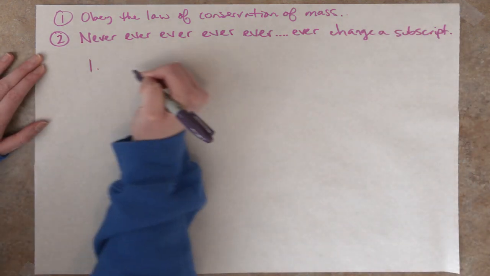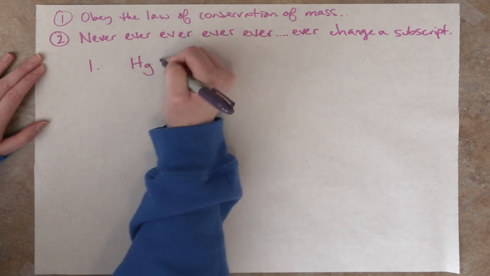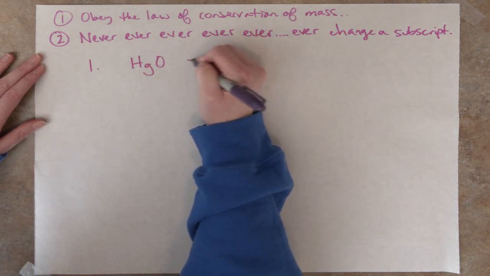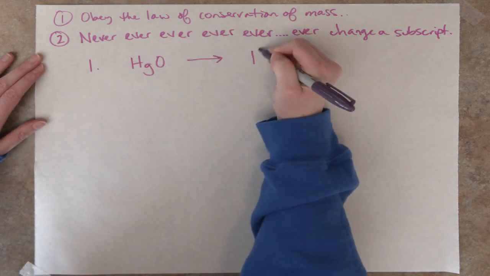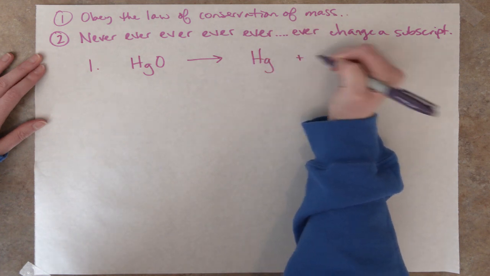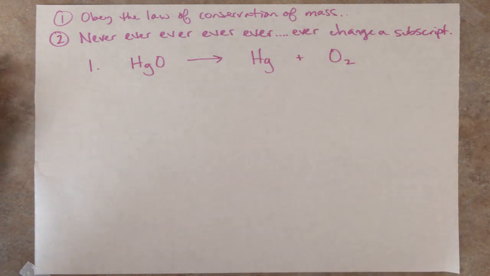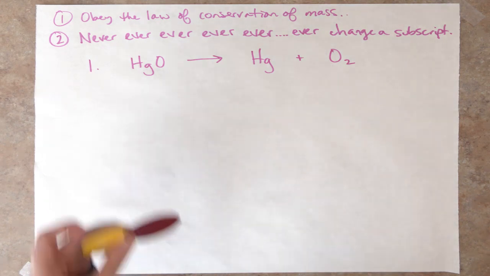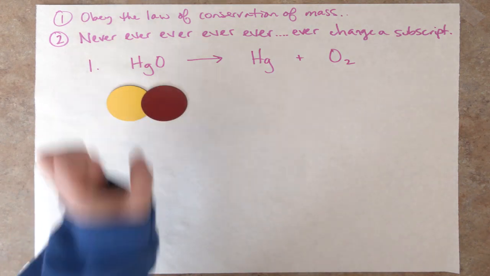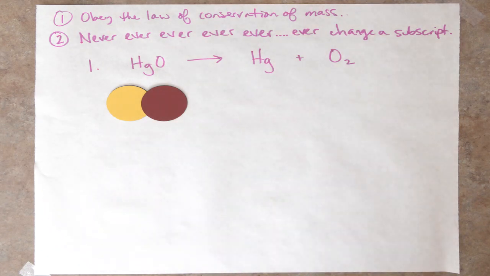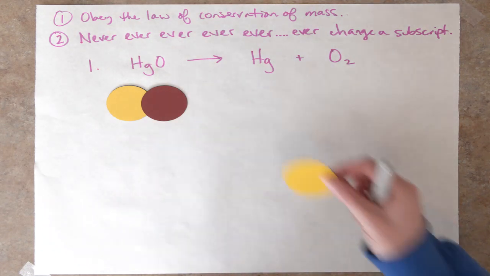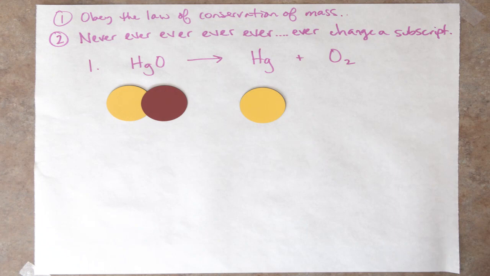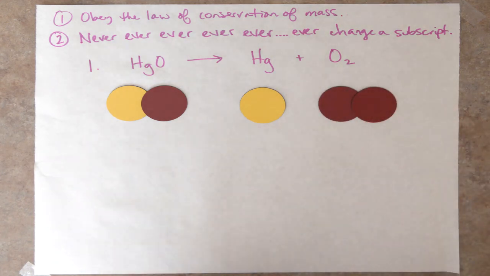So question number 1 looks like this. You should have some mercury oxide, and then on the opposite side of that arrow, you have things that look like this. So for this one, I do want to use some props to help you think about this. Mercury oxide is going to be my reactant, and mercury with some oxygen gas are going to be my products.